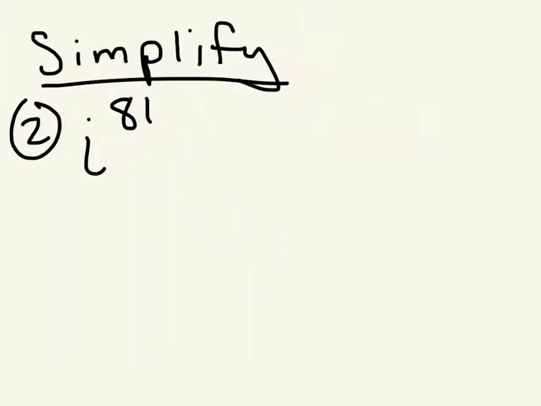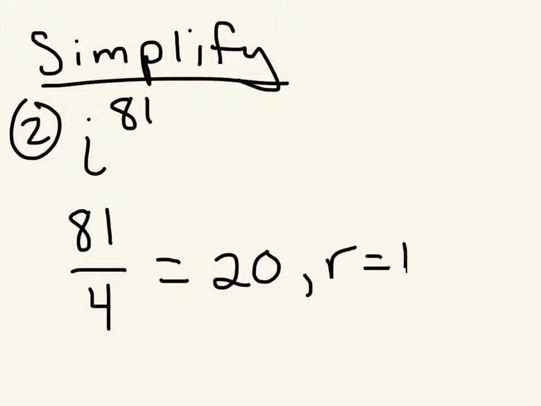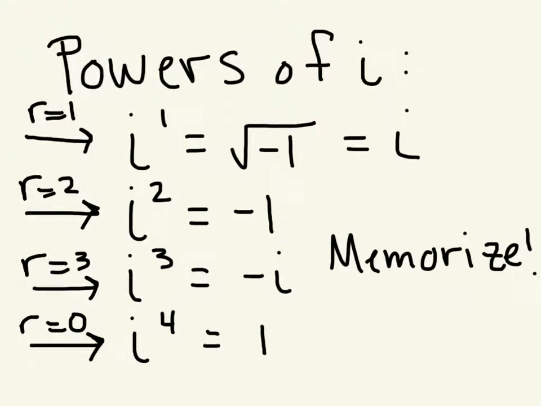Again, to reinforce this concept, let's see what happens when we simplify i to the 81. Using our memorizing method, let's divide 81 by 4, and we know that 4 goes into 81 evenly 20 times with a remainder of 1. Again, let's refer to our i chart. Since 81 divided by 4 gives us a remainder of 1, i to the 81 will be equivalent to i.